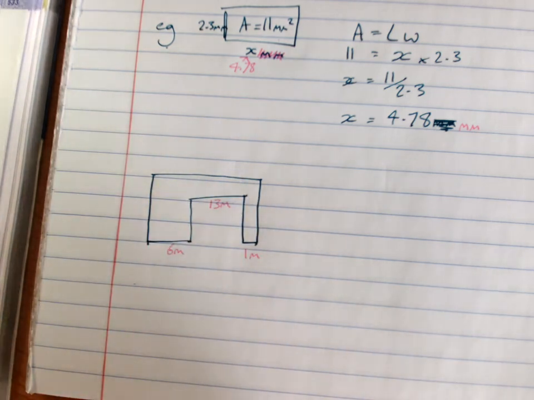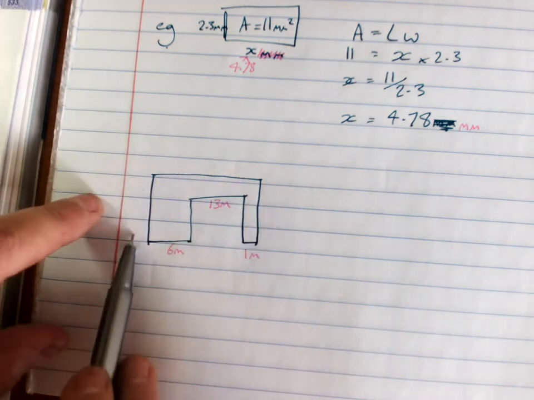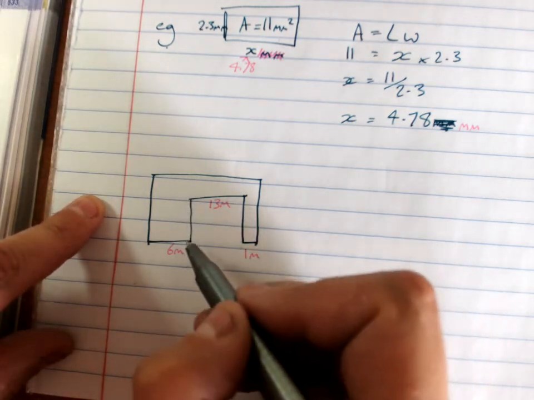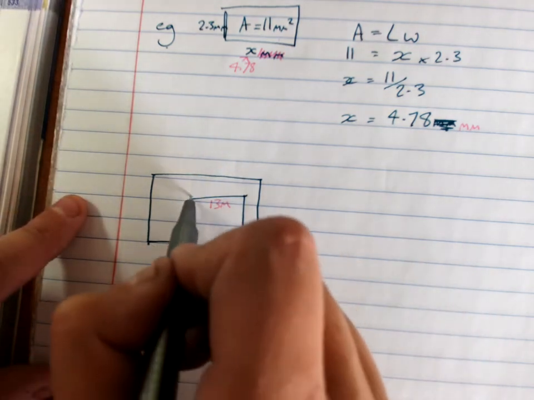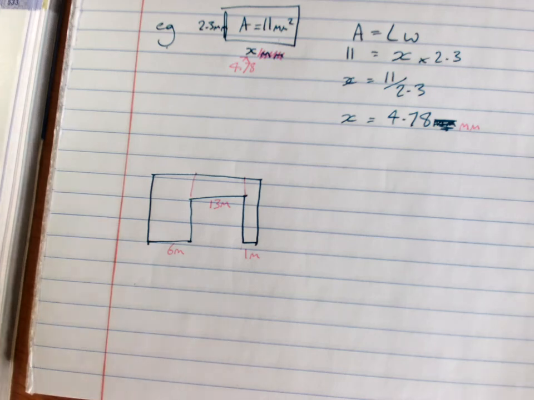Obviously, if it's composite shapes, you work out, do I want to find the big shape and take away the cutout, or do I want to find three individual shapes? Up to you, as long as you work out your composite area. So, I've talked enough.